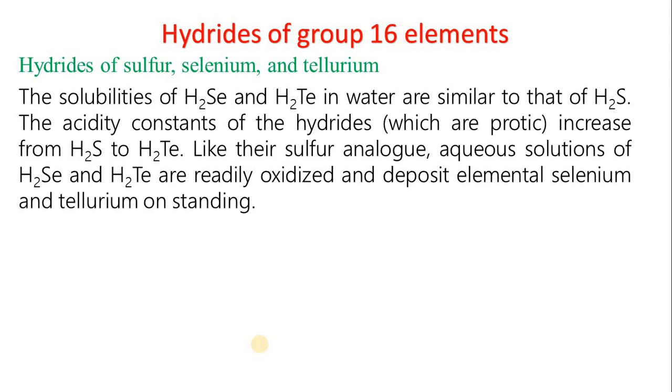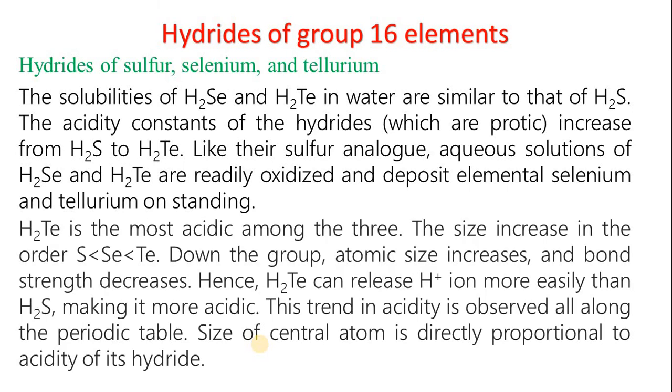The solubilities of H2Se and H2Te in water are similar to that of H2S. The dissociation constant for these protic hydrides increases from H2S to H2Te, so acidic strength increases from hydrogen sulfide to hydrogen telluride. Like their sulfur analog, aqueous solutions of H2Se and H2Te are readily oxidized and deposit elemental selenium and tellurium on standing, just like hydrogen sulfide. H2Te is the most acidic among the three.